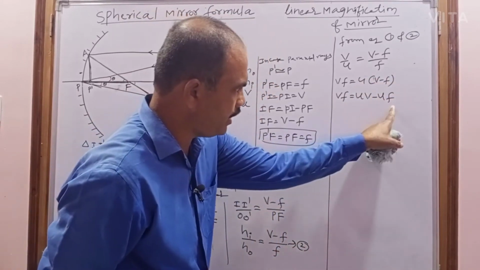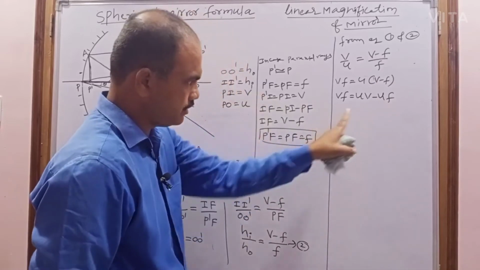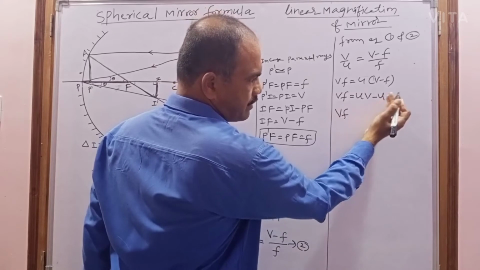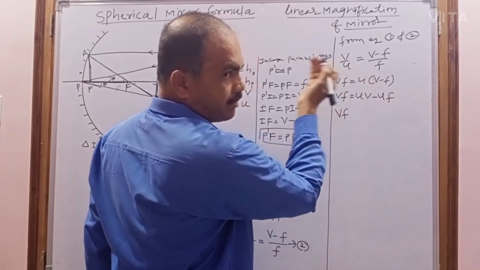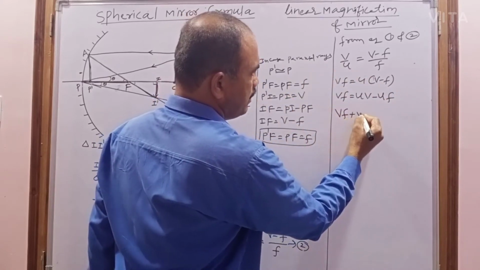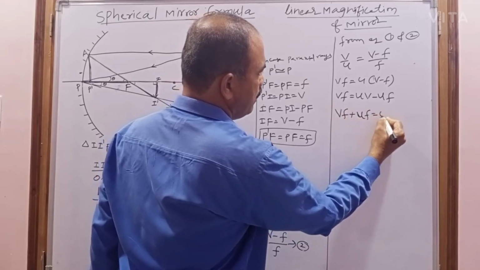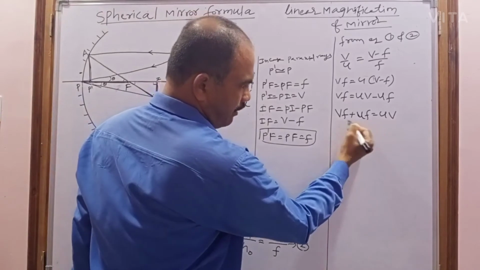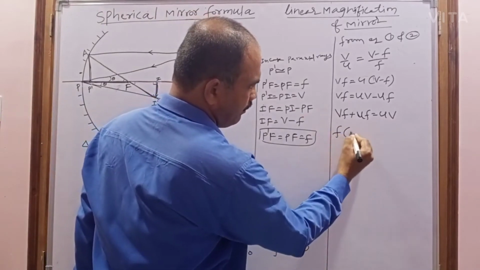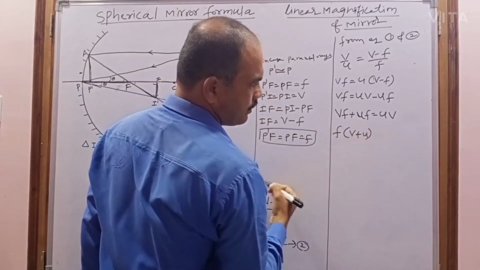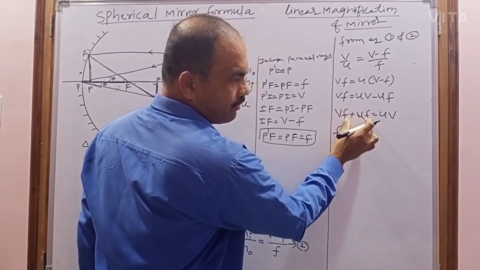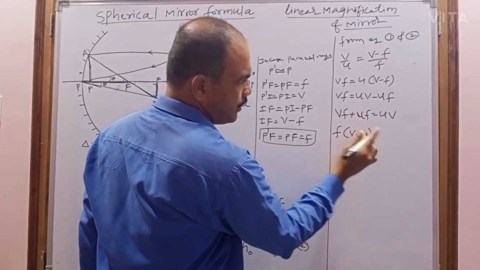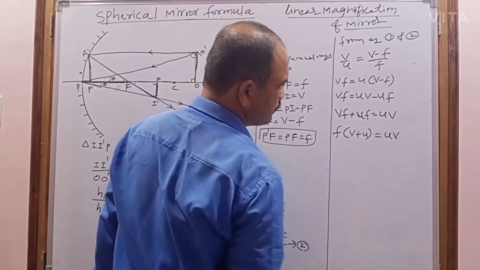Now bring this minus Uf to the left side. When this minus Uf comes from the right side to the left side, it becomes plus Uf, equal to Uv. Now take the common F on the left-hand side: F of V plus U. When we take F common, what remains? V plus U, equal to Uv.